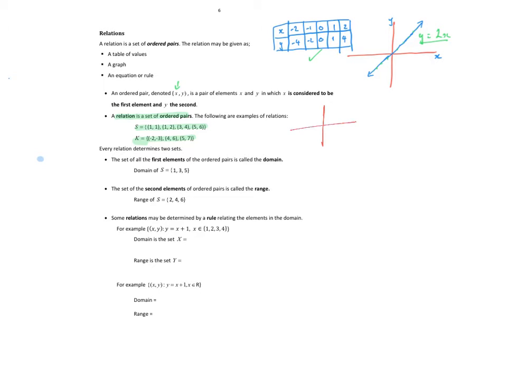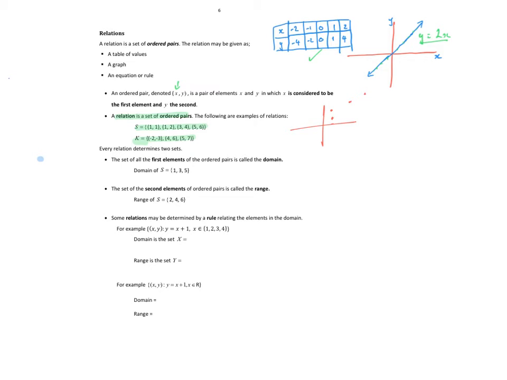If I just sketch one of them there, the set S is the points (1, 1), (1, 2), the point (3, 4), which might be there, and the point (5, 6), which might be there. So it's just a collection of 4 random points. That's a relation. The set K is another set of random points. It's also a relation.